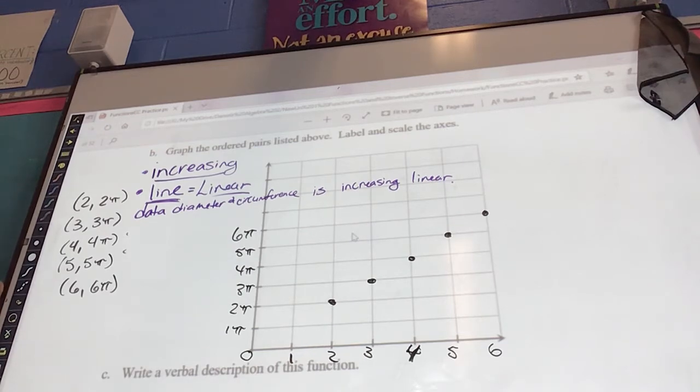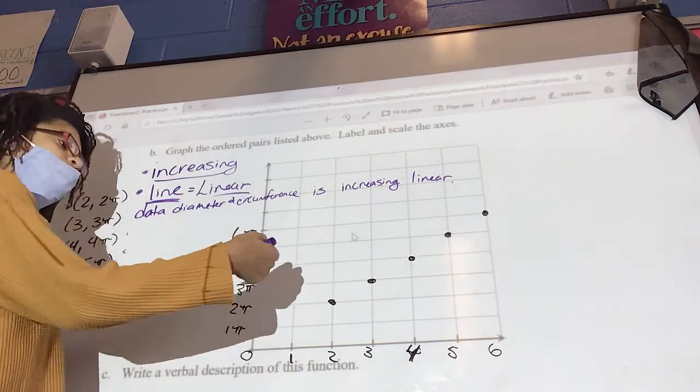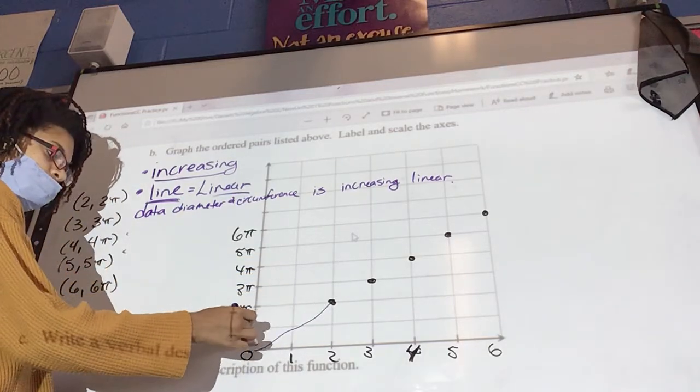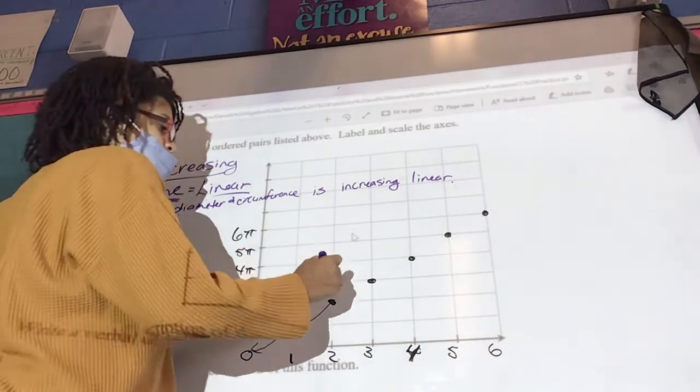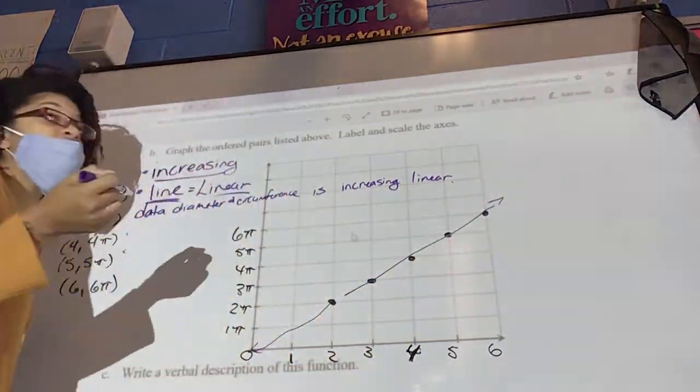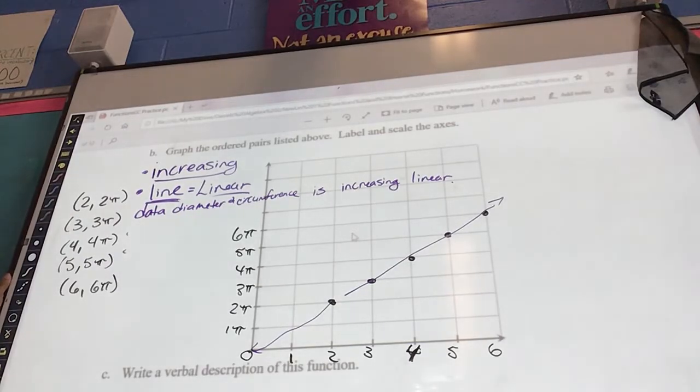Something else that's important about this graph to notice, can my graph go on forever? Meaning, can it just keep going down like this, or up like this? Is my graph continuous, or does it have a distinctive start and stop point? Think about its diameter and circumference. Can it go on forever? Well, can it be zero? Can my diameter and circumference be zero? If it is, what does that mean? What does it mean if my diameter and circumference are zero?